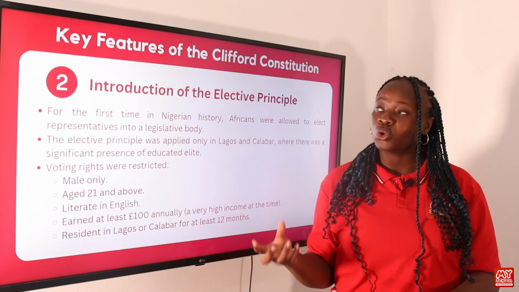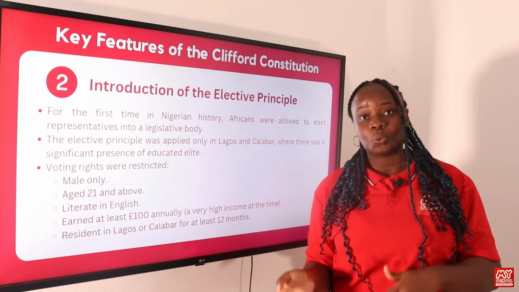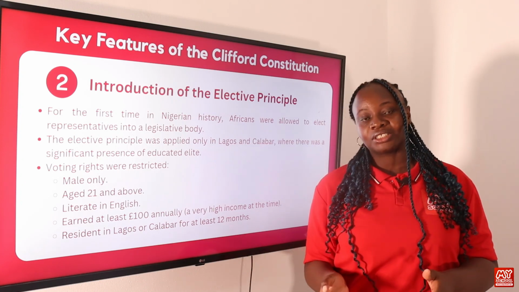We are going to move on to other key features of the Clifford Constitution. We are going to discuss the achievements and the weaknesses of the Clifford Constitution, and then we are going to move on to the Richards Constitution.